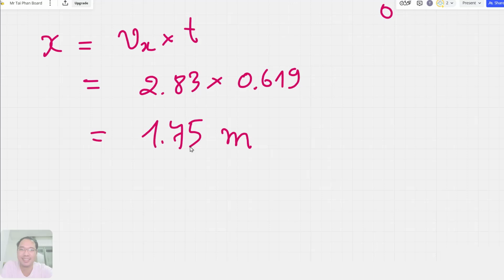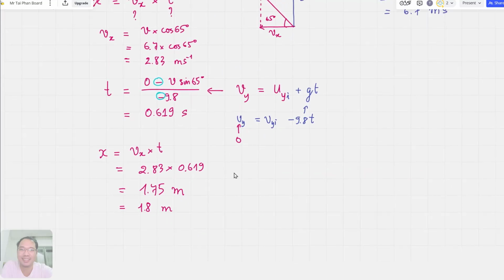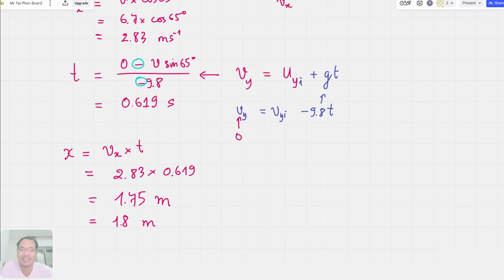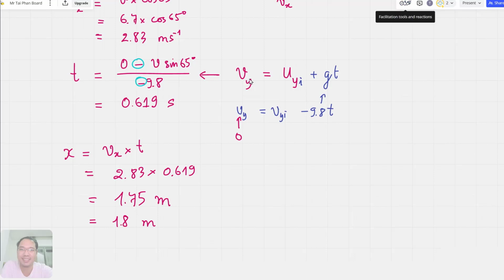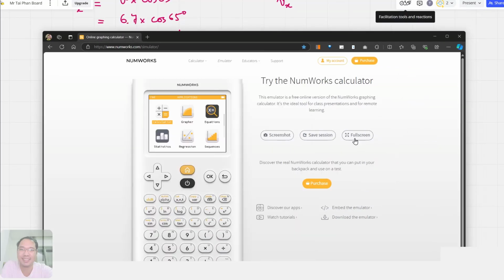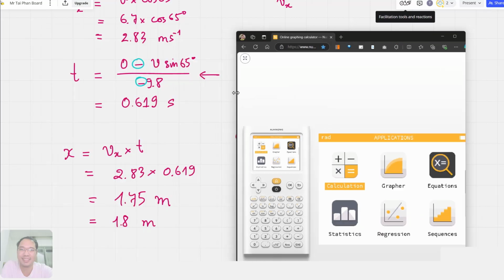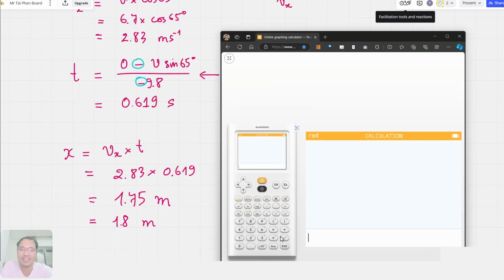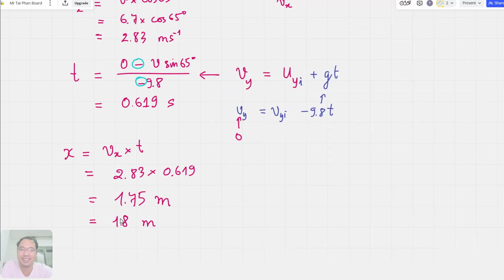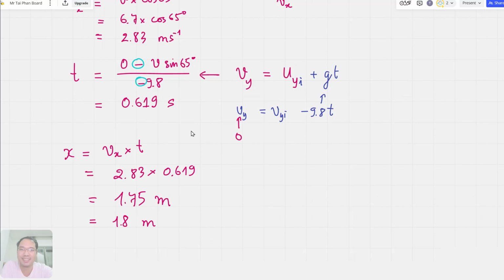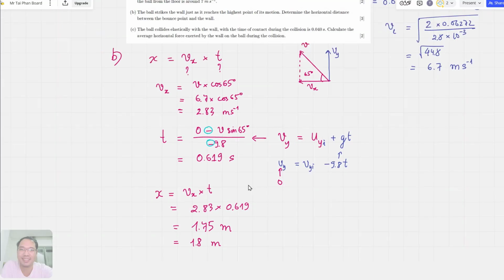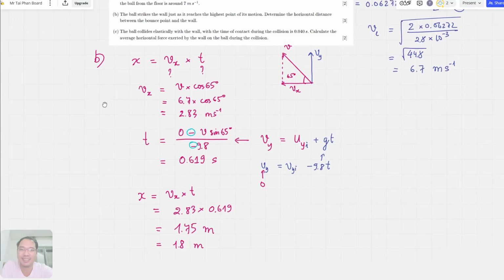Rounded to two significant figures it is 1.8. Wait a minute, let me calculate the time again. I'm looking for it right now. The correct answer is 1.8. The mark scheme says 1.8. Yep, it is 1.8, so this solution is correct. Okay, that is question B.